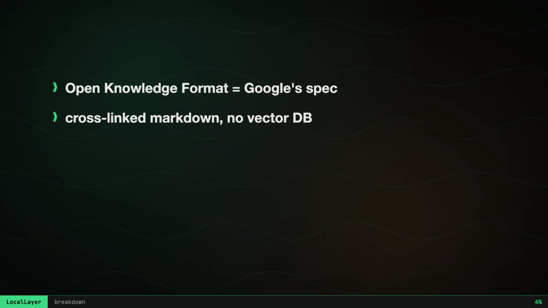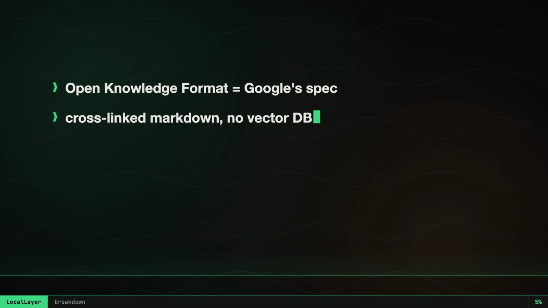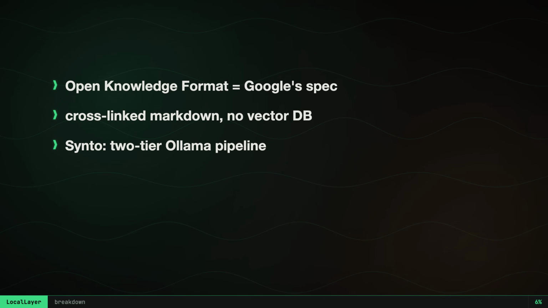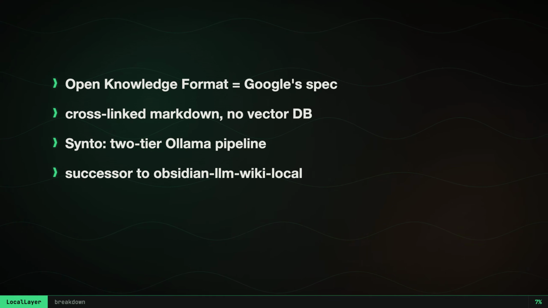The tool that builds one locally is called Synto, described in the community Awesome OKF list as a local-first wiki builder that runs a two-tier Ollama pipeline. A small model reads your notes and pulls out concepts. A bigger model writes the actual cross-linked articles. It's the actively maintained successor to an earlier project by the same author, Obsidian LLM Wiki Local.